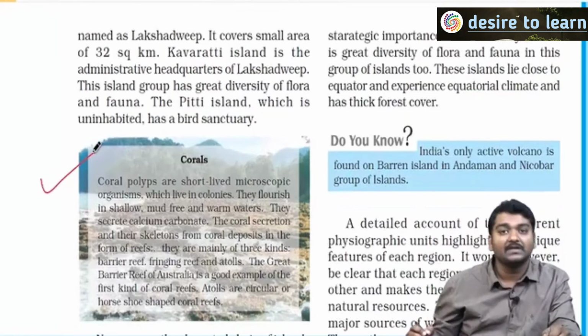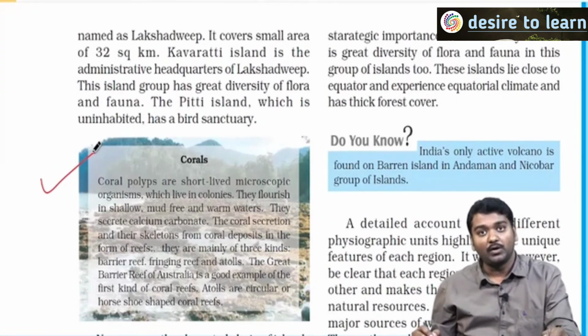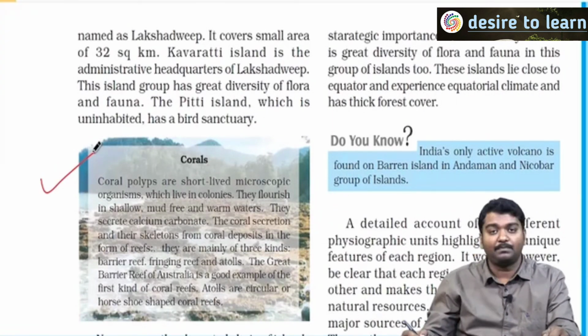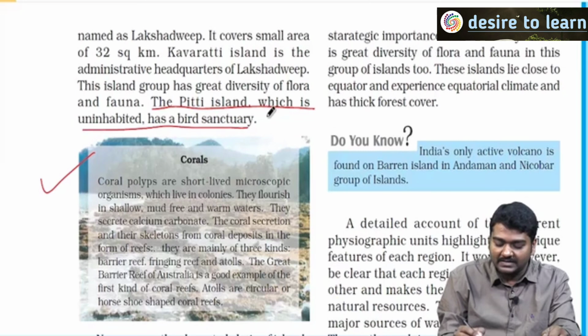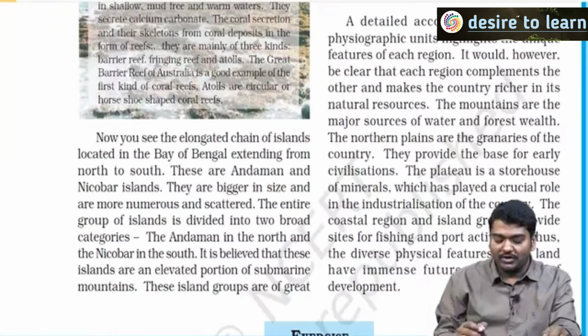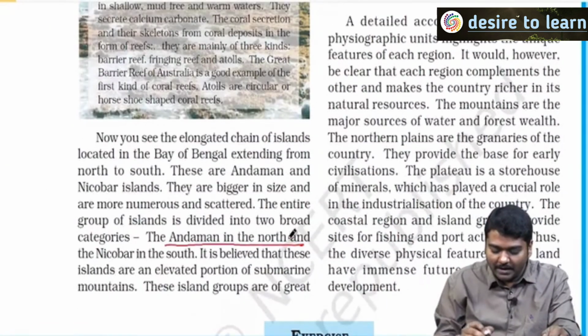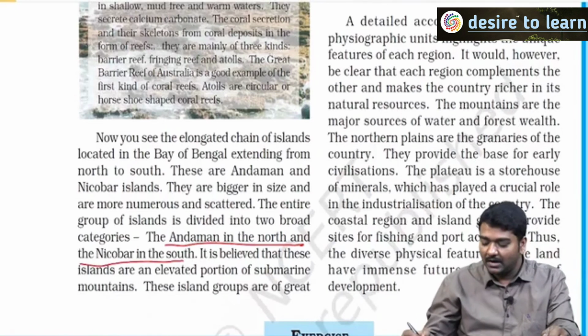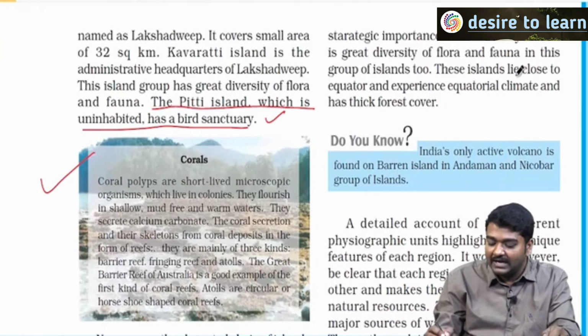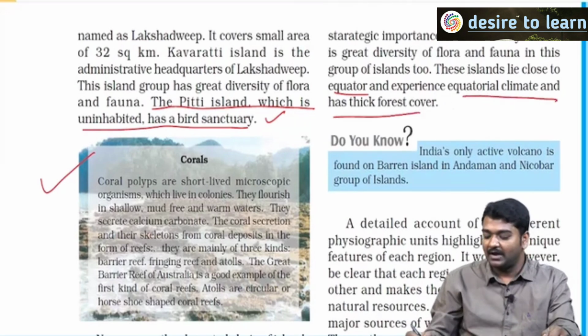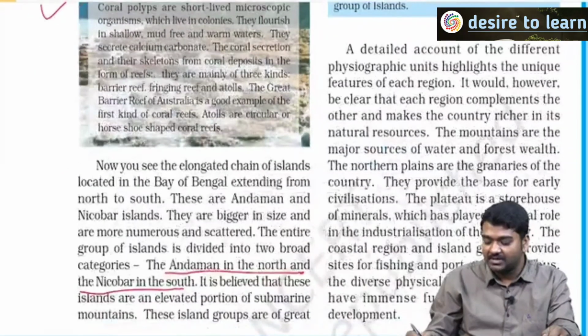Please try to see this. We have already seen what are coral reefs and what are the best examples of coral reefs. This is very, very important. Pitti Island, which is uninhabited, has a bird sanctuary here. Then we talk about Andaman and Nicobar, right? And these are volcanic and they also have some coral reefs present. These islands lie close to the equator and experience equatorial type of climate and have rich forest cover.